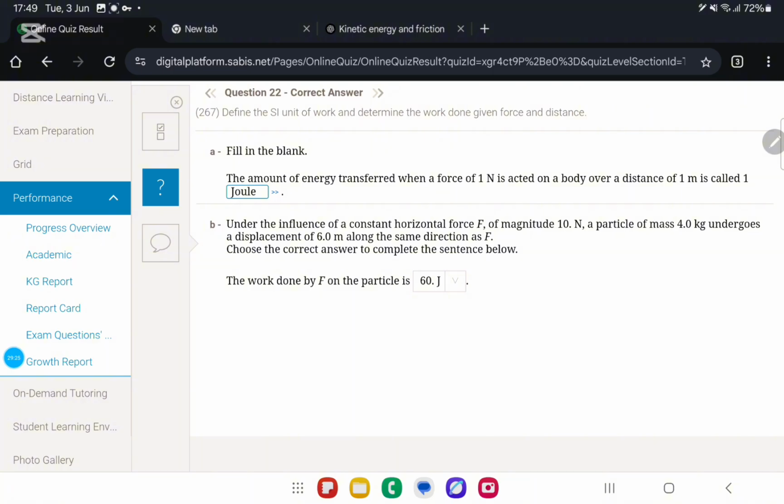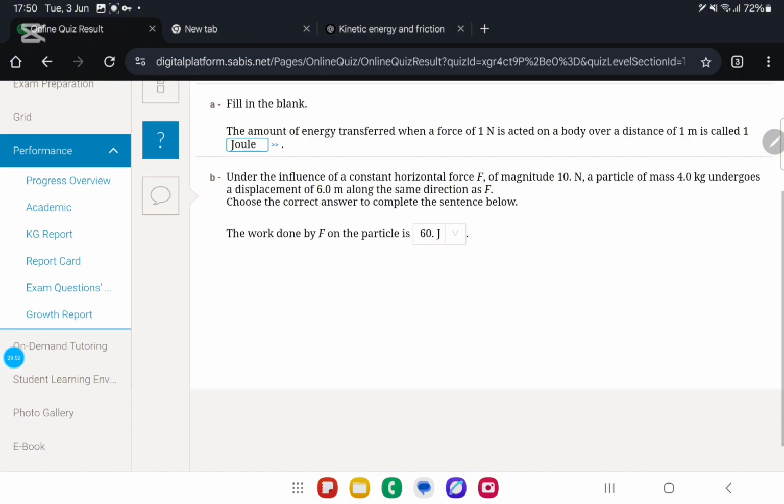The amount of energy transferred when a force of 1 Newton acts on a body over a distance of 1 meter is called 1 joule. I want you to put the unit. J works, but to be safe, always put joule, because last week I put J and I got it wrong. So when they ask you for the unit, or to put the unit, or to select which unit, or what is the unit, always put joule. Unless they ask you for the symbol. If they ask you for the symbol, you just put J.